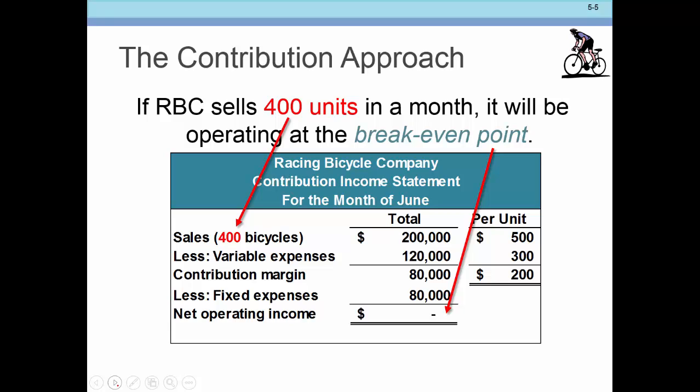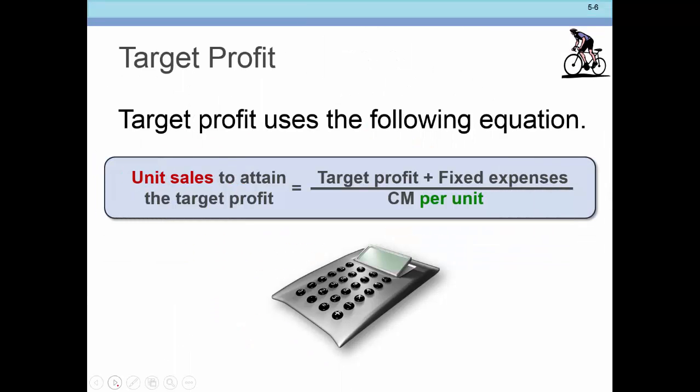Okay, now let's take a look and think about the concept of target profit, because we are not going to business school. Where you are right now, you are not here to break even. You are here to make a profit. Why do I want to make a profit?